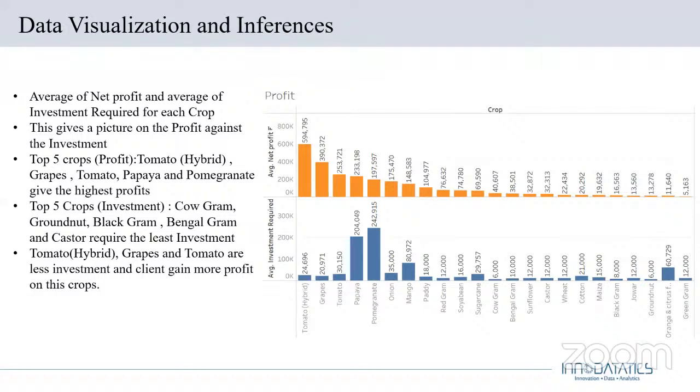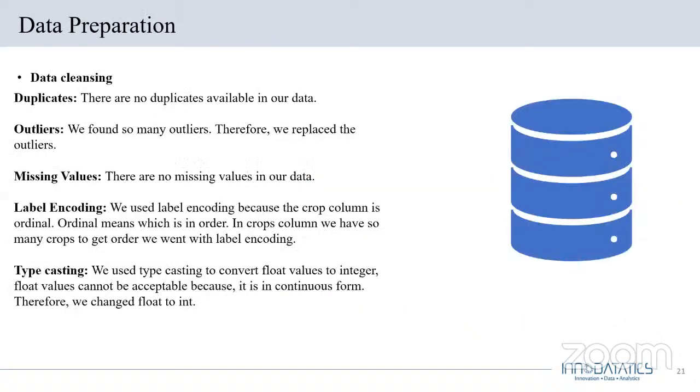The bar graph showcases profit and investment. Here we have considered the average of net profit and the average of investment required for each crop. As we can see, the top 5 profitable crops are tomato hybrid, grapes, tomato, papaya, and pomegranate compared to other crops, and the top 5 crops where the investment is least are cow gram, groundnut, black gram, bengal gram, and castor. The client can consider crops with less investment like tomato hybrid, grapes, and tomato, which give the highest profit among all. Thank you. Next, Mohammed will take over.